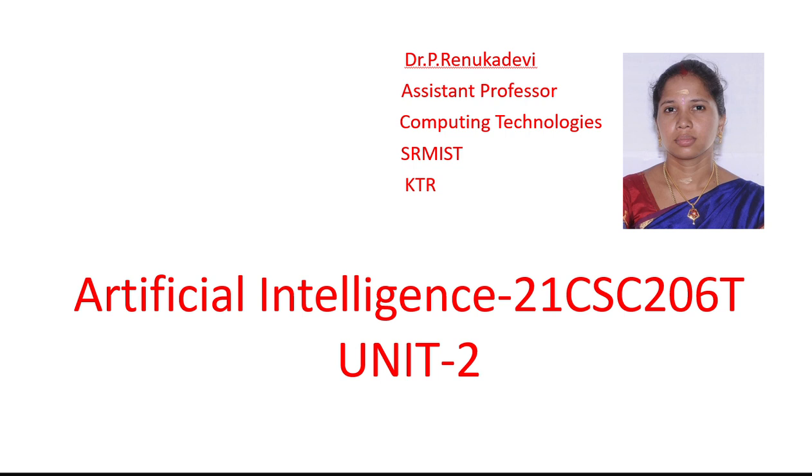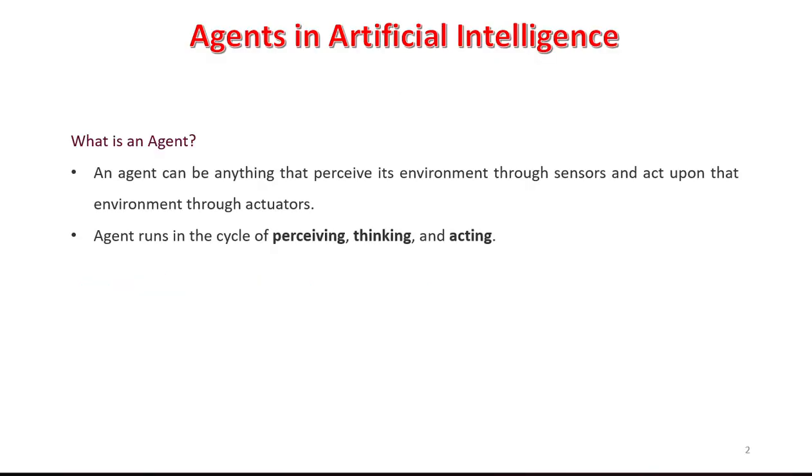Everybody. In this video, we are going to discuss the artificial intelligence concept in Unit 2. So, what are the topics that come under Unit 2? The first is the agent problem. So, agents in artificial intelligence. Before that, we should know what is meant by an agent.